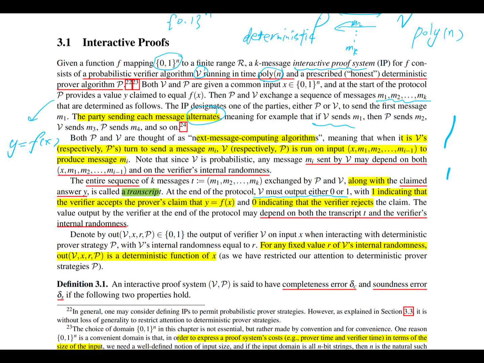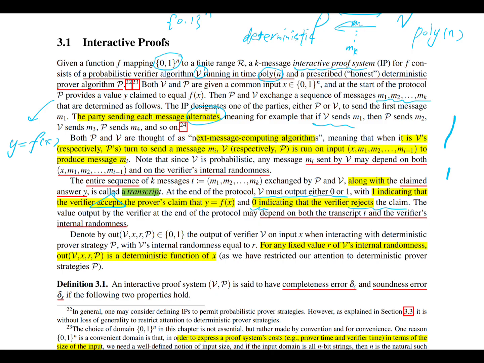With 1 indicating that the verifier accepts the prover's claim that y equals f(x). So the prover is to prove that y equals f(x), and that is a claim, and the prover wants the verifier to accept this claim as true. And 0 indicates that the verifier rejects the claim. It means the proof cannot pass the verifier.